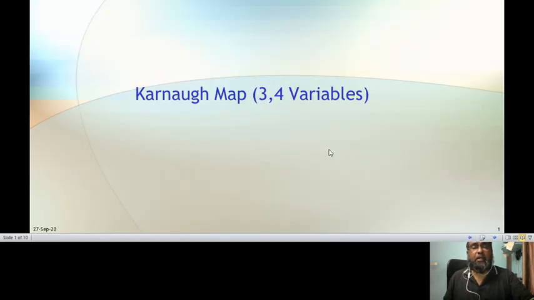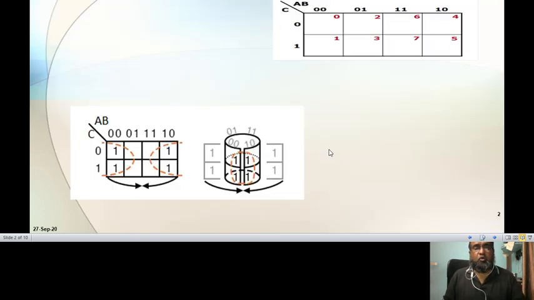Hi students, today we'll see the Karnaugh map for 3 and 4 variables. We have already seen the Karnaugh map of 2 variables. This is a 3 variable Karnaugh map. We know there are 8 cells because 2 raised to 3 is 8 cells in a 3 variable Karnaugh map.